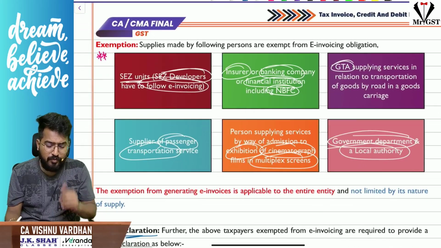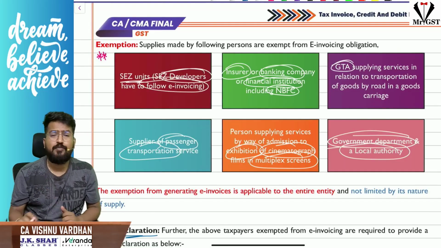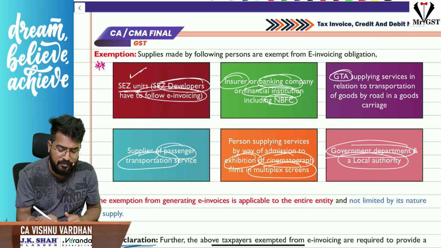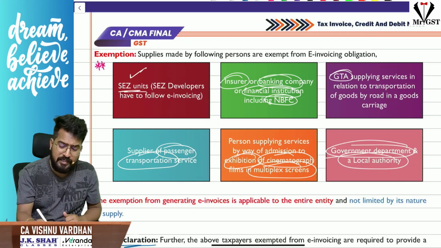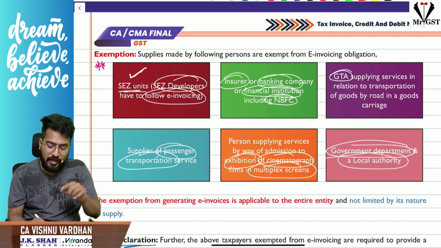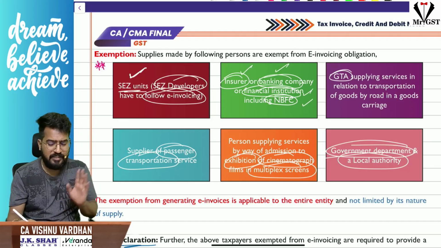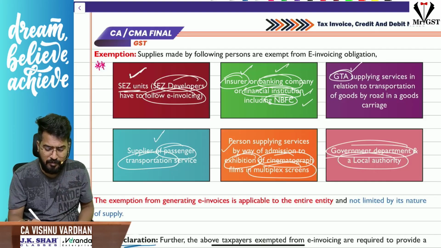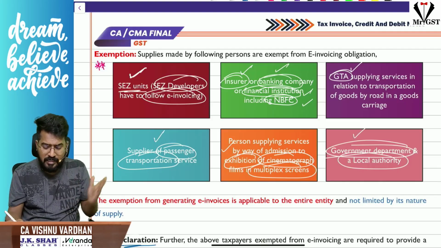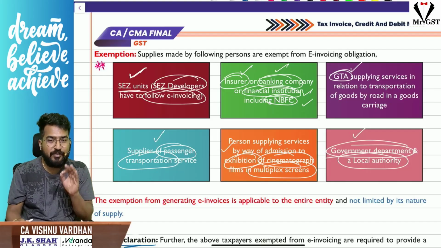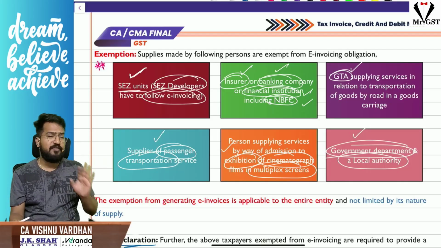Now coming to one interesting and important point here, sir: e-invoice provisions are not applicable for SEZ units. Please understand, SEZ units. We are not talking about developers. Sir, e-invoice provisions are applicable to SEZ developers, but for SEZ units, they are not applicable. And also for insurance companies, banking companies, financial institutions, NBFCs, e-invoice provisions are not applicable. GTA is not applicable. Passenger transportation services not applicable. Multiplex screens not applicable. Government departments and local authorities not applicable. Sir, for these people, e-invoice provisions are not applicable, even though the aggregate turnover is exceeding 5 crores in any preceding financial year from 17-18.